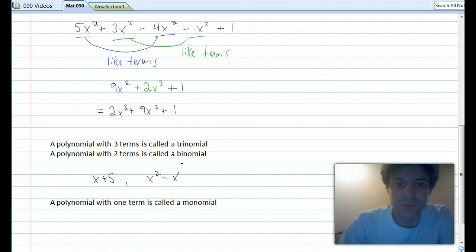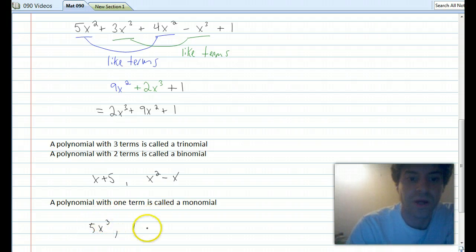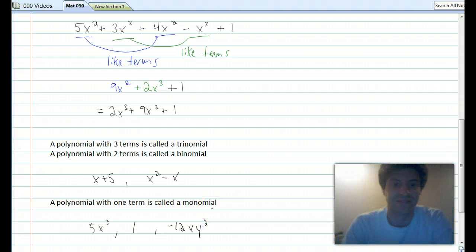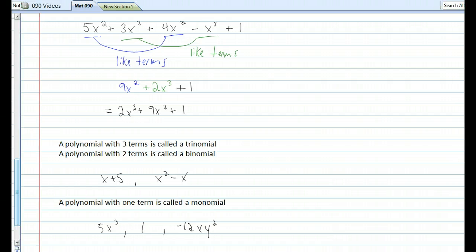An example of a monomial would be 5x cubed, or just 1, or even negative 12xy squared, or something like that. Those all have 1 term, so those would be considered to be monomials. Anytime you have a polynomial with more than 3 terms, it doesn't really have any special name.